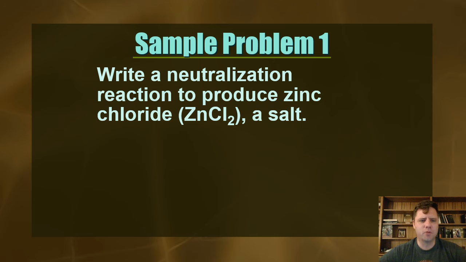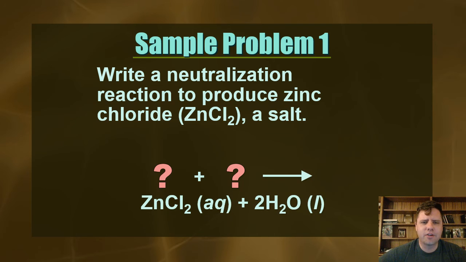So sample problem number 1, write a neutralization reaction to produce zinc chloride, a salt. So the question here is, what is it that comes together to form zinc chloride and water? If it's a neutralization reaction, what comes together to form that? So first of all, we were provided already that we have zinc chloride, which zinc is, remember, a +2 on the periodic table. We can note that. It's on the second column. It's an alkaline earth metal. And then we have chlorine, which is a halogen. It's a -1. So this +2 is balanced by 2 chlorine atoms. We have zinc chloride, and then +2 H2O.